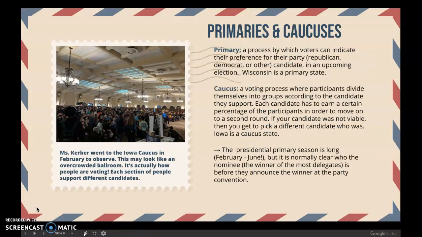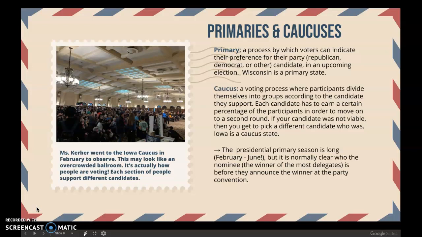So we talked about the election process to start class. We went through the whole process, starting with primaries and caucuses. Primaries and caucuses are events that are held in each state in order to help the political parties select the candidate that is going to run and represent their party. So we'll use the Democrats as an example.